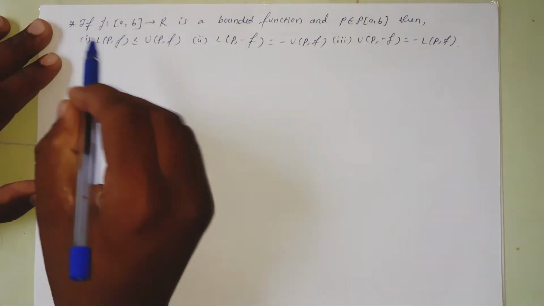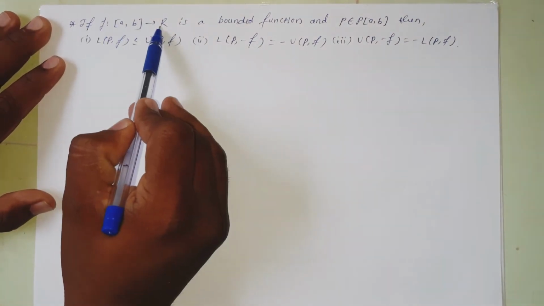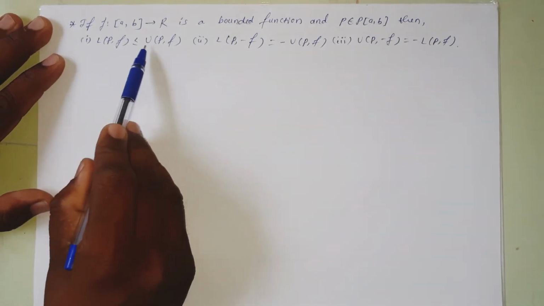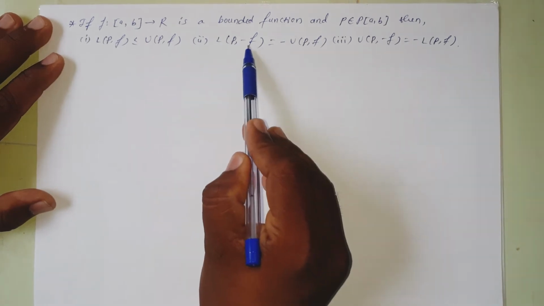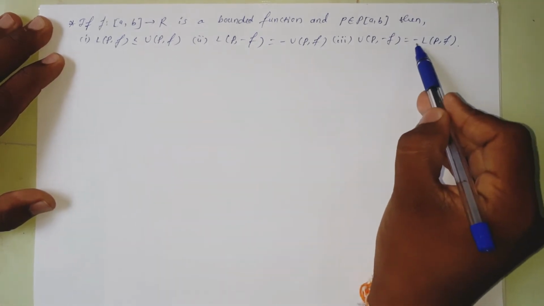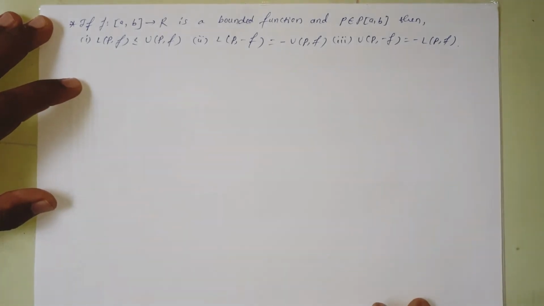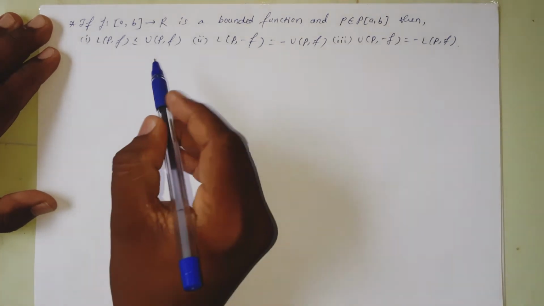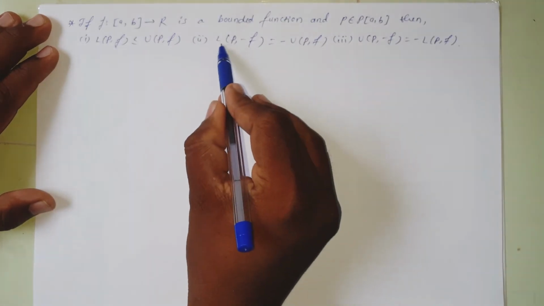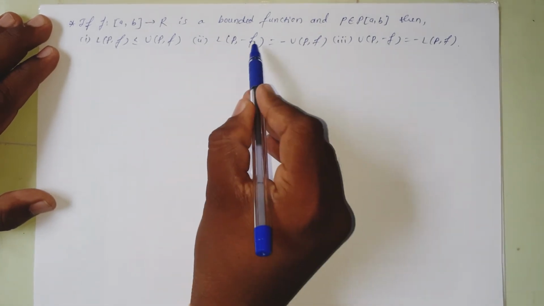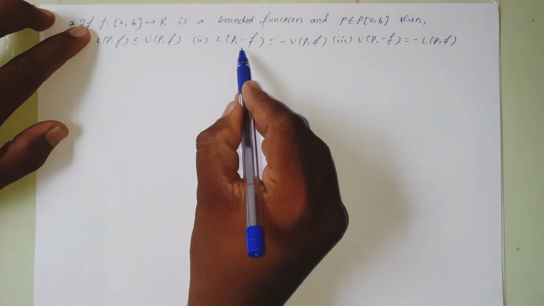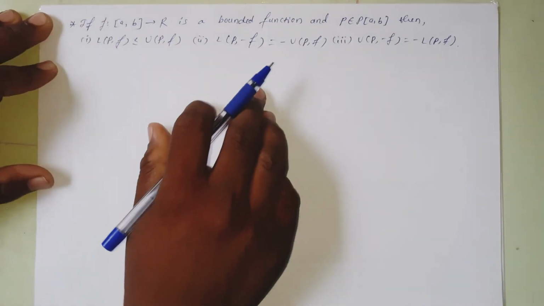The next result is, if f from the closed interval AB to R is a bounded function and P belongs to P of the closed interval AB, then the first one is LPF is less than or equal to UPF, the second one is LP of minus f is equal to minus UPF, the third result is UP of minus f is equal to minus LPF. So, here LPF means lower Riemann sum, UPF is upper Riemann sum. In LPF, P is the partition and f is the given function, and in LP of minus f, P is the partition and here we are using the negative of the given function. Actually, the given function is f, and in the result it is minus f. Let us prove this one.